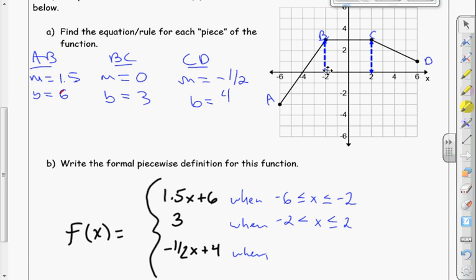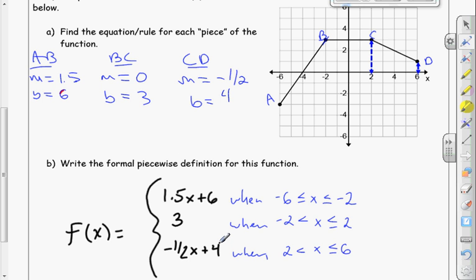So we look for C to D now. And we can see that this rule, negative 1/2 x plus 4, only applies when x is from 2 to 6. And once again, we already included 2 in the second interval, so I'm not going to include 2. I will, however, have to include 6. So there you have it. We've just written a formal piecewise definition for this function.